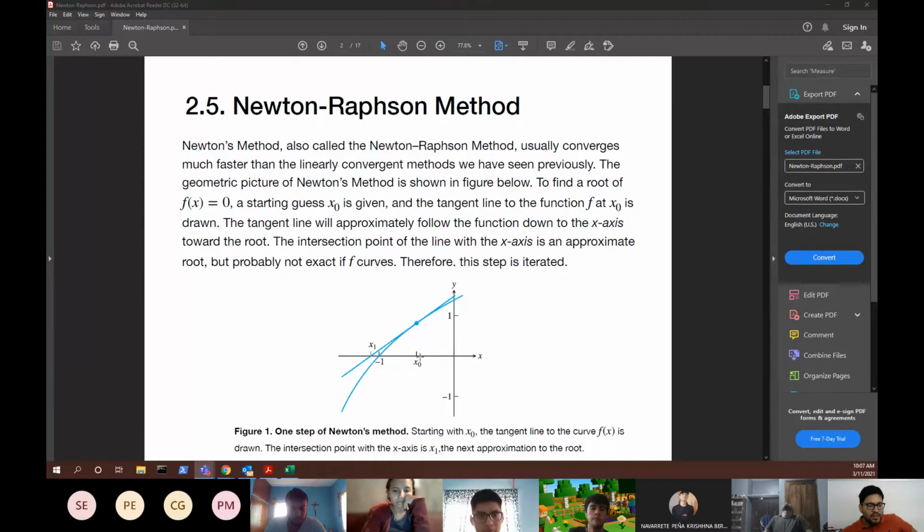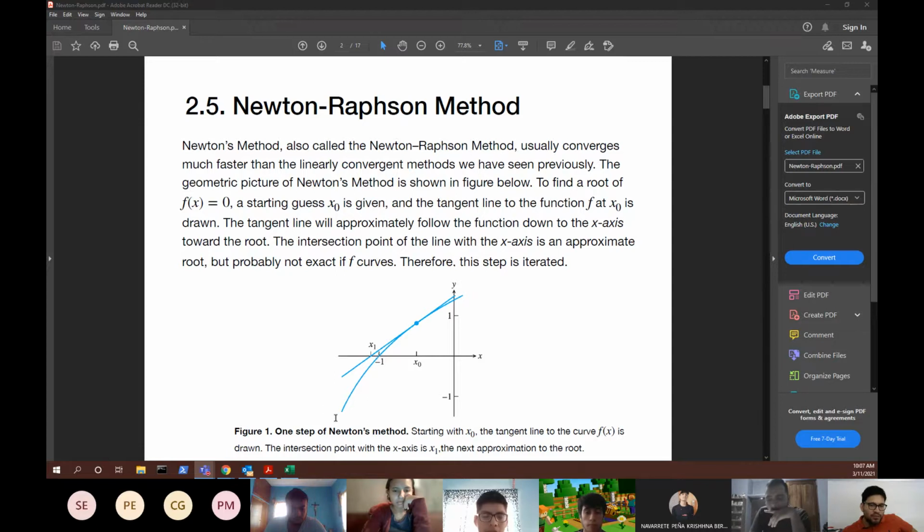When we make the first iteration, we're touching the curve. And then when we make the second iteration, we're going to touch another point, until we actually reach the solution of the curve.